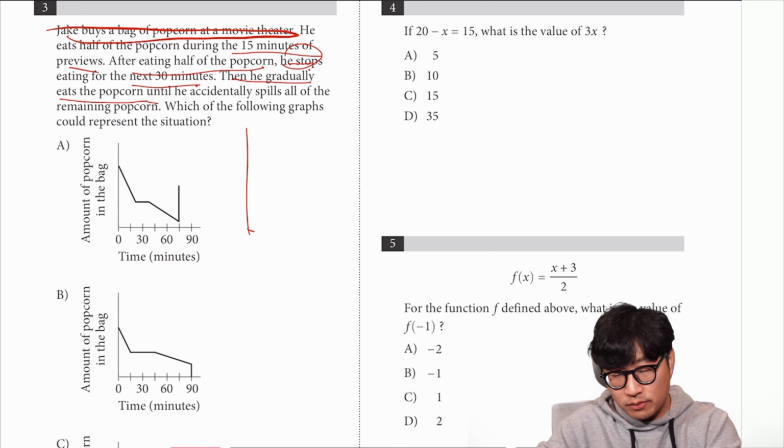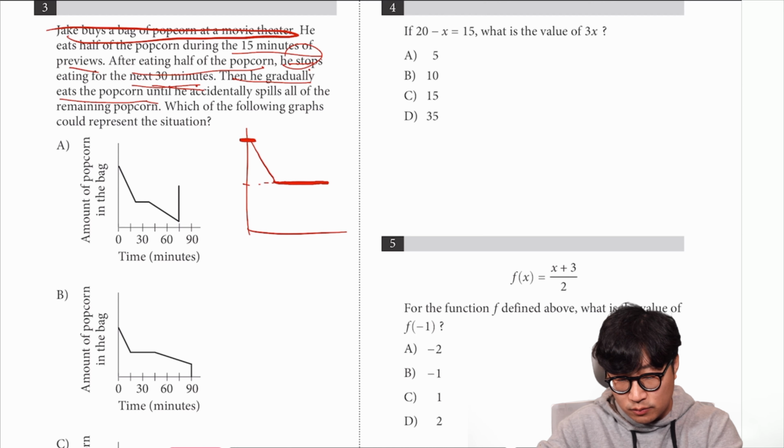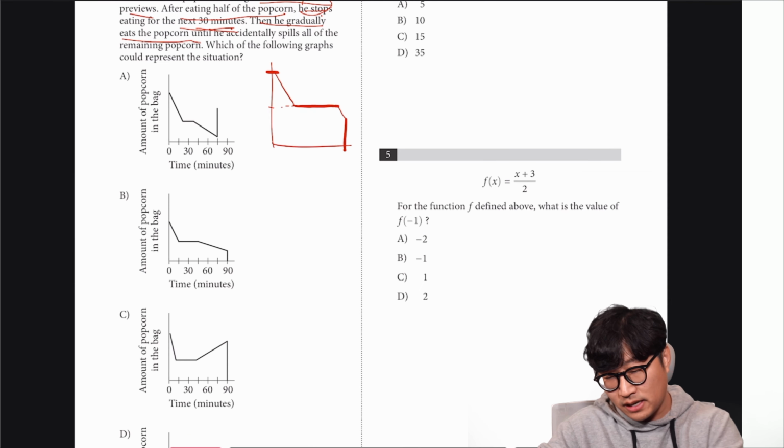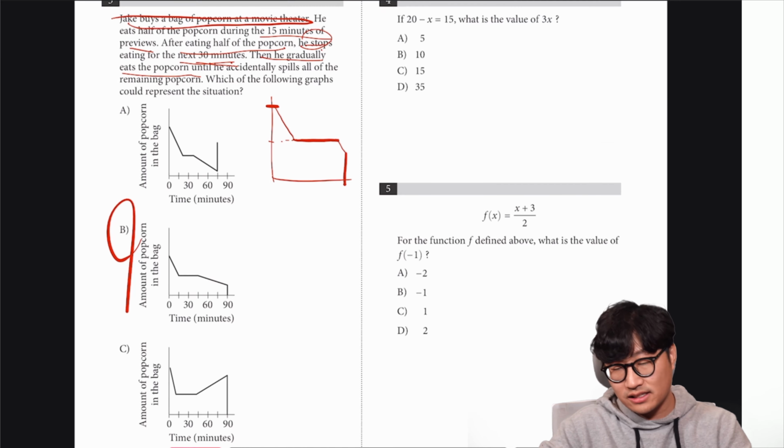I mean, if you start right here, well, he's going to come down to about halfway, right? So we're about here. And then what does he do? He stops for 30 minutes. So, yeah, I guess he's paying attention to some scenes in the movie or something. So he's stopping for like 30 minutes. And then he gradually eats again, so kind of just going down again. And then he spills it. Like, oh, whoops. Yeah, so it's got to be something like this. And that basically matches answer choice B. Nothing else looks like this.